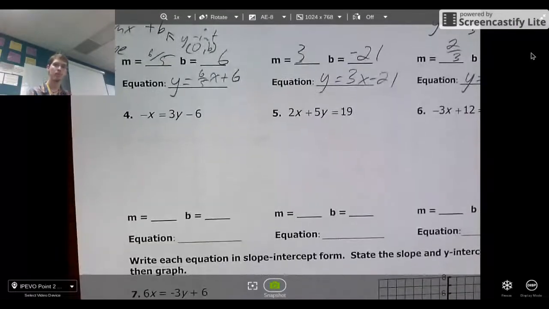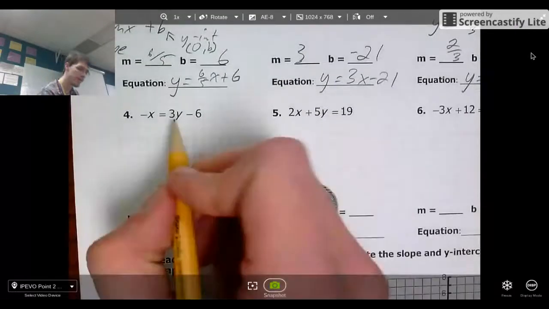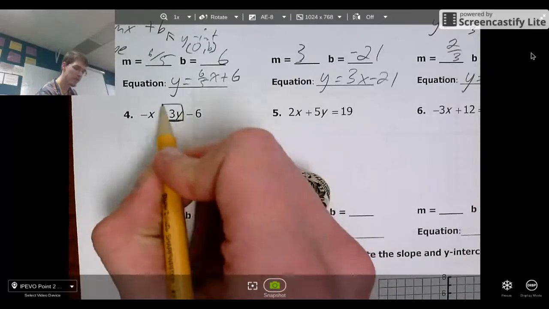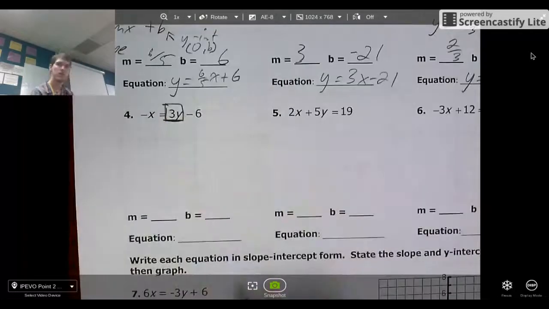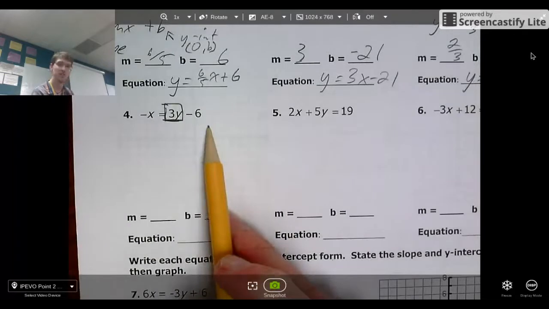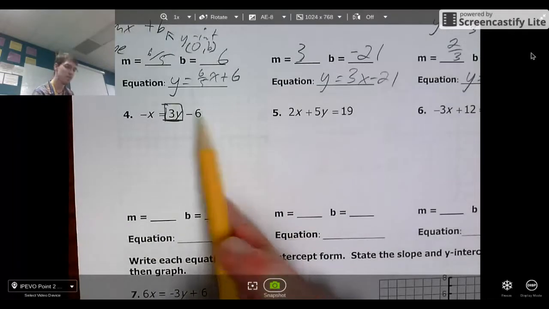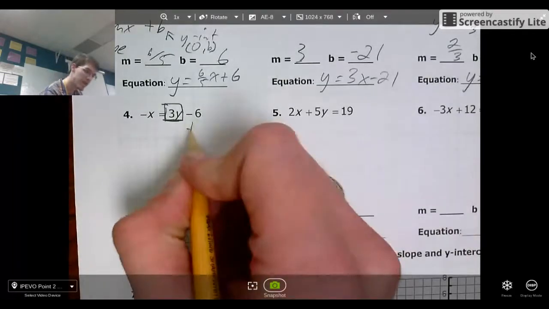Number 4. We want y by itself. That's the thing we always need to remember. We want y by itself. So I have to get rid of this 6 first. It's a minus 6, so I'm going to do the opposite and add 6.